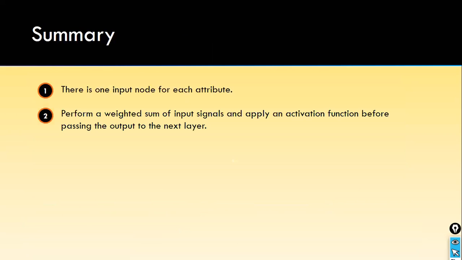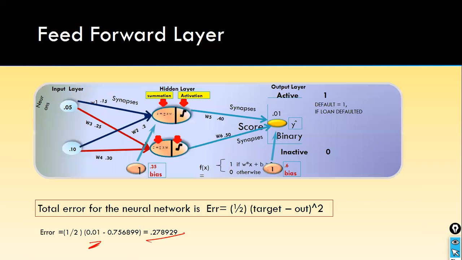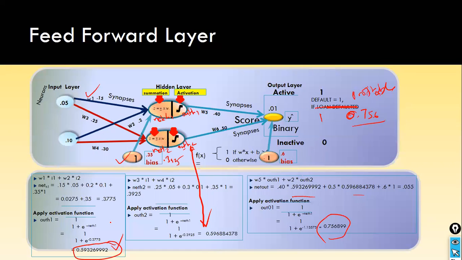So there is one input node for each attribute, which performs a weighted sum of input signals and applies an activation function before passing the output to the next layer. That is what we have seen here. It was applying the activation function here. This is the one we have seen, this one activation function.